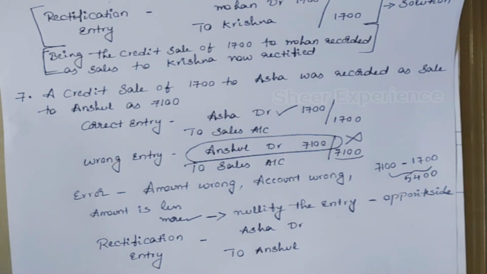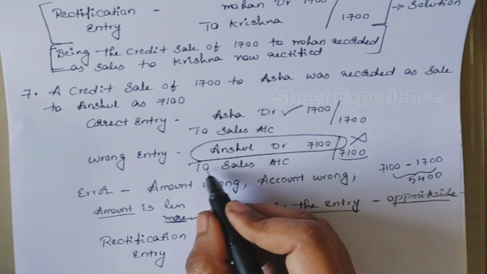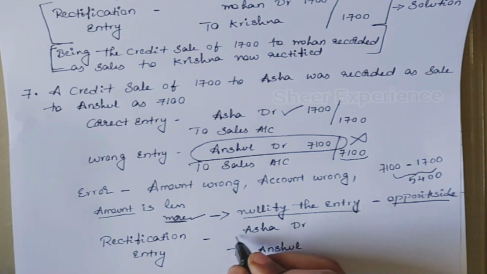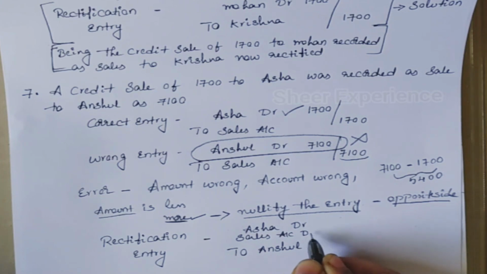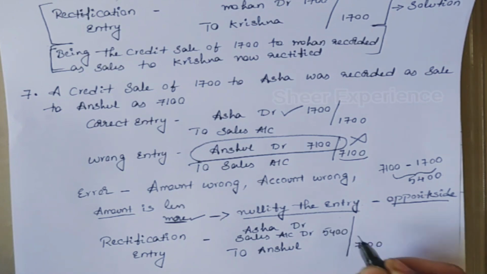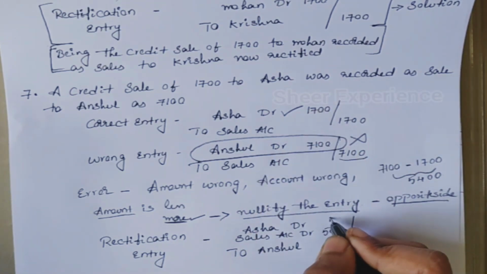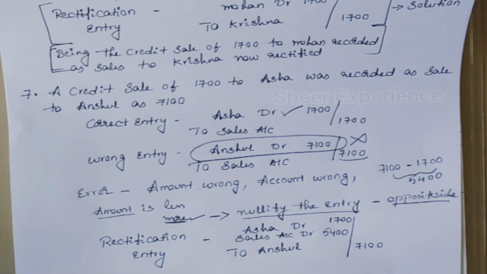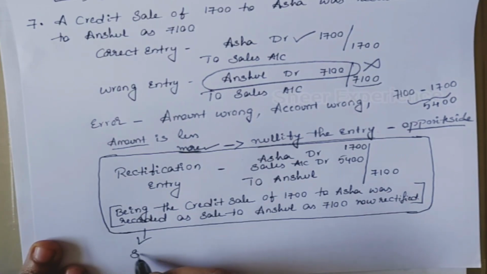We also have sales account that is credited in the wrong entry, which is correct, but the amount is wrong. And the amount that we have recorded is more. So we need to nullify this account with the difference amount. In the wrong entry, sales is credited. So we will debit it in the rectification entry. Now we will update amounts. For Anshul, we will credit 7,100. For sales, we will debit 5,400. That is the difference amount. And for Asha, we will debit 1,700. This rectification entry is the solution.